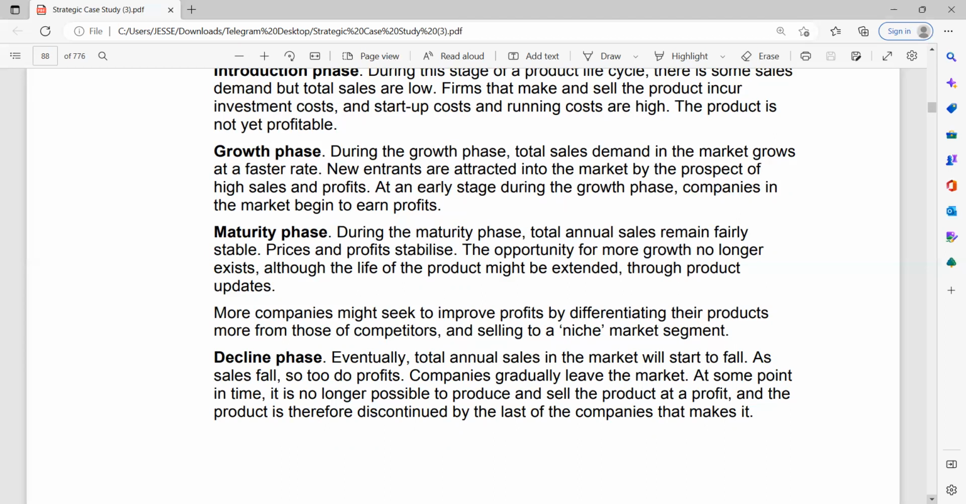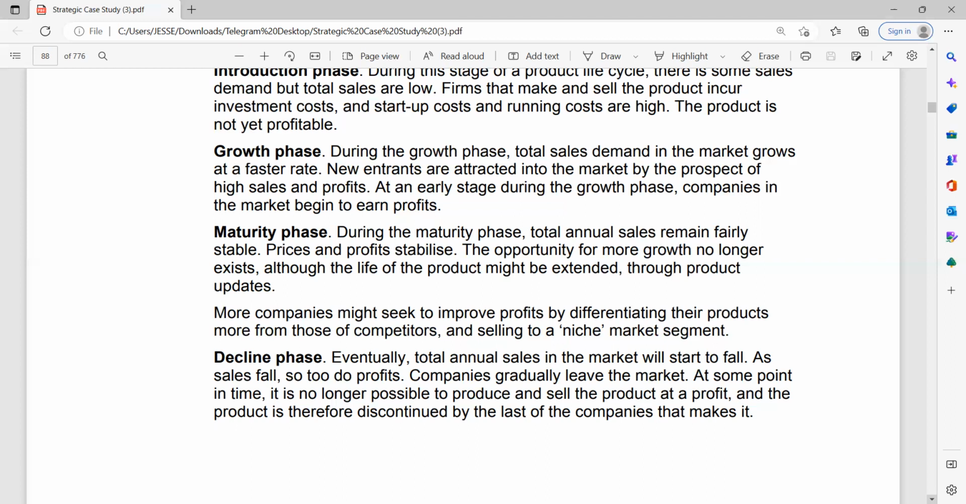More companies might seek to improve profit by differentiating their products more from those of competitors and selling to a niche market segment. Very, very important. So here, at the maturity phase, because growth has slowed down, sales is stable, profit is stable, companies will seek to differentiate their products just to make them stand out.